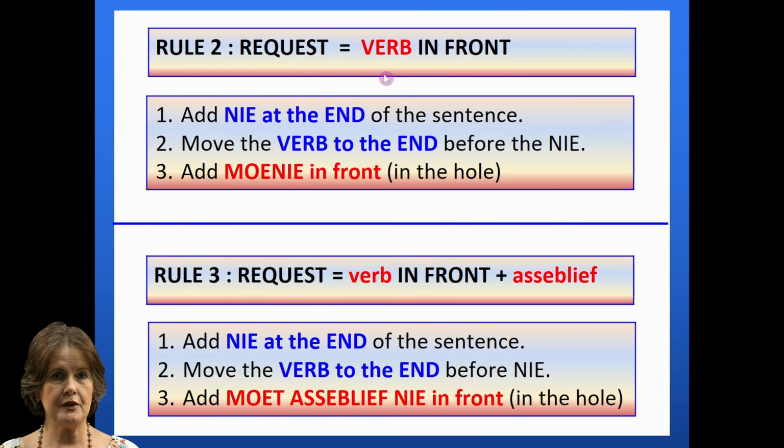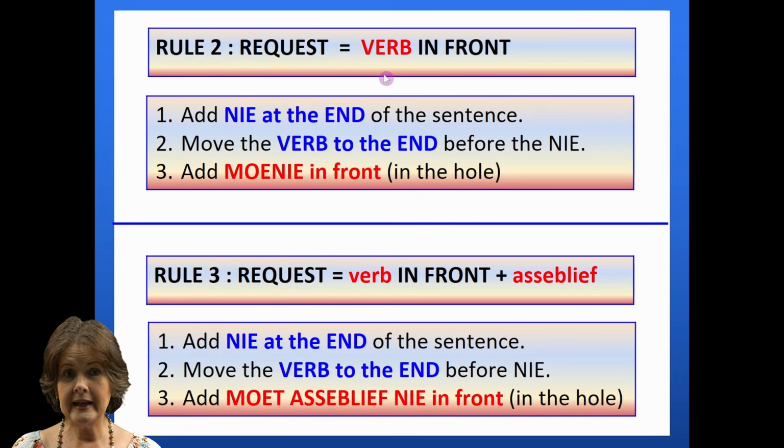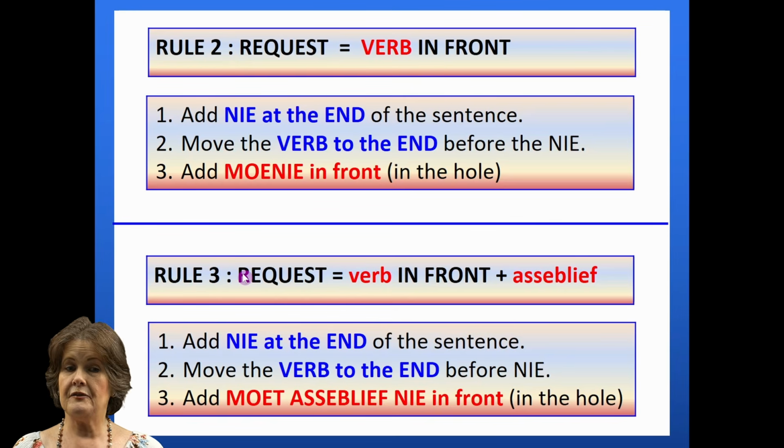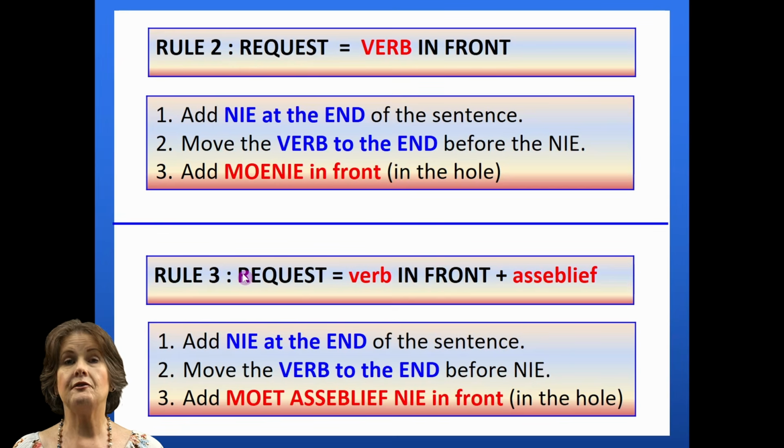You always do that first, and then if there's a verb in the front, get rid of it. No, don't throw it away. Just move it to the end before that nie that you have added at the end, and in the front, when there's no asseblief, you put moenie, and if there's an asseblief, you will put moet asseblief nie. So that's your 2 options. There's no verb in front, then it's rule 1. You just put in your negatives. If there's a verb in the front, you put it at the end, and then you're either going to start your answer with moenie or moet asseblief nie. And remember your nie at the end of your sentence.